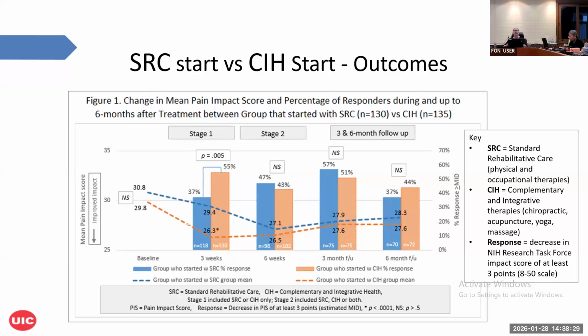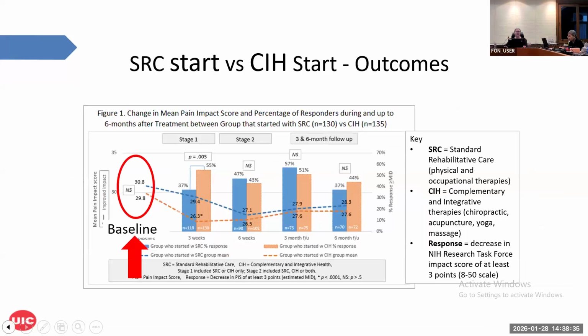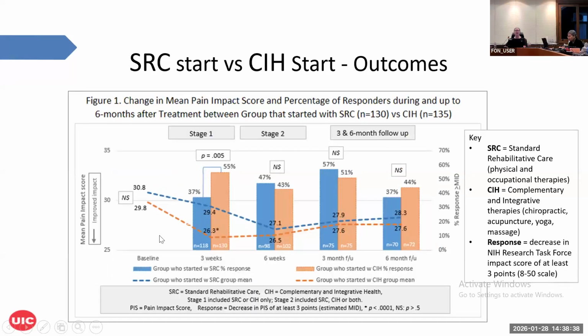So at the beginning, you can see, let's see. Okay, let me just walk through it first so you get an idea of what we're looking at. Can you see my arrow? A little bit. Okay, good. So let me try this. Okay, the group who started with standard rehabilitative care is these blue. So these are standard rehabilitative care, is the blue. The group who started with complementary and integrated health is the orange.